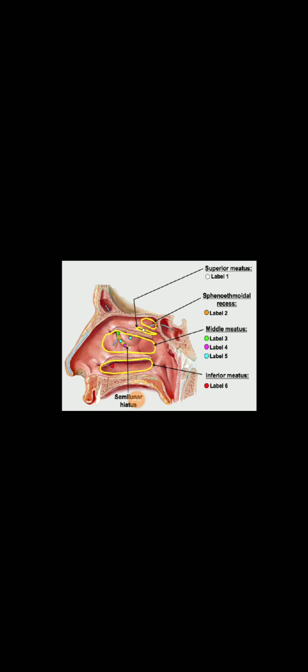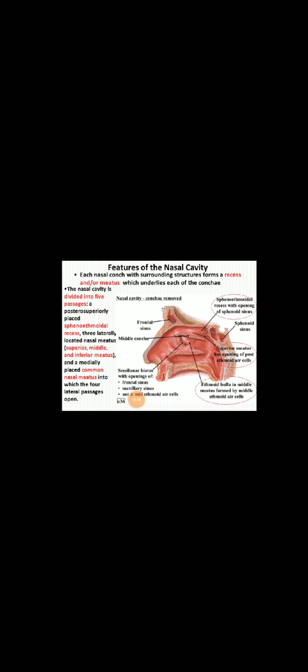In the nasal cavity, there are three types of meatus: superior meatus, middle meatus and inferior meatus. These meatuses are shown when the conchae are removed. Each nasal concha, with its surrounding structure, forms the recess and meatus which underlie each of the conchae.